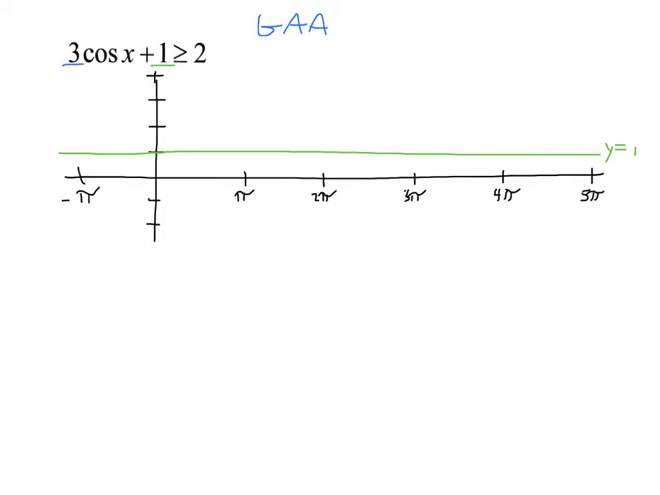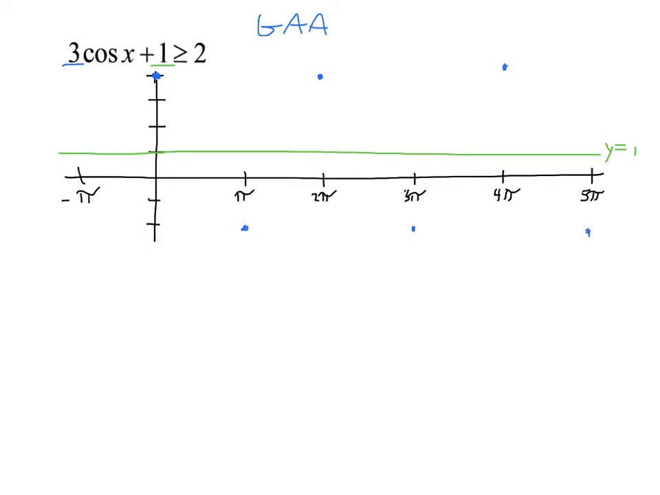The amplitude's 3, so we're going to start 3 above the midline. That's cosine, so at 0 we're going to be at full extension, up there at 4, 3 above the midline. And that's going to return to that maximum again 2 pi later. Halfway in between those maximums is going to be the minimum, 3 below that midline. So we'll be there, there. These are at -2.